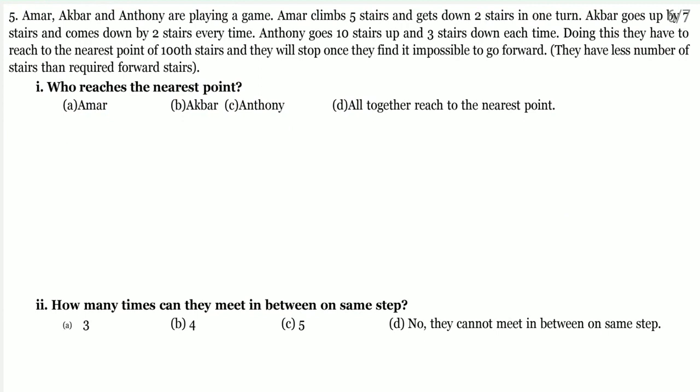Doing this, they have to reach the nearest point of the 100th stair. And they will stop once they find it is impossible to go forward. Correct? Now see, first question you see. You just have to go near to the 100th step. Okay? Just imagine there are only 100 steps in the staircase. Now more are not there, so you cannot go ahead of that. Okay, fine. So they are asking us who reaches the nearest point. Who is reaching the nearest point? So let me write down here Amar. This is Amar here.